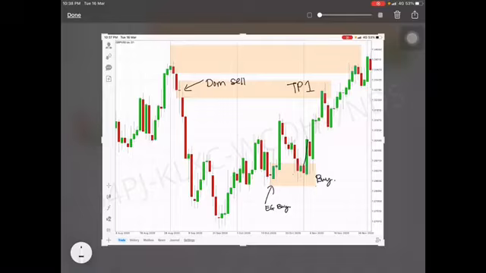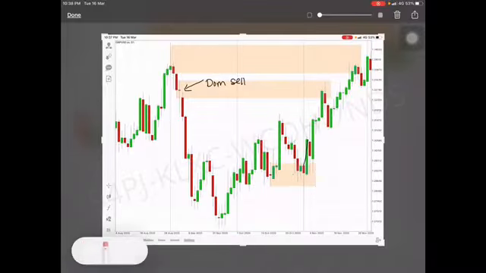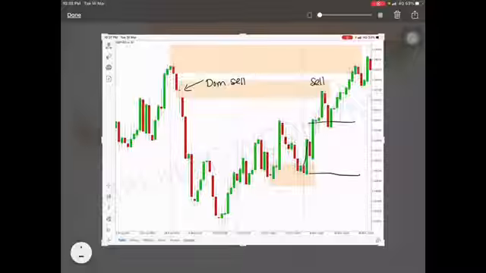Okay. So at this place, you are looking for sell. So now, let's say if you look for sell, you entry sell here. Engulfing buy.